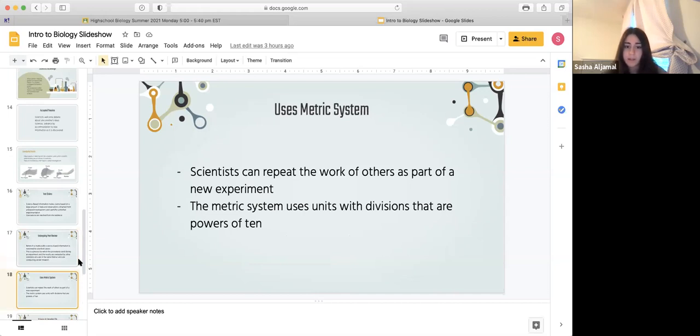And then it uses the metric system, so scientists can repeat the work of others as a part of a new experiment. And the metric system uses units with divisions that are powers of 10.